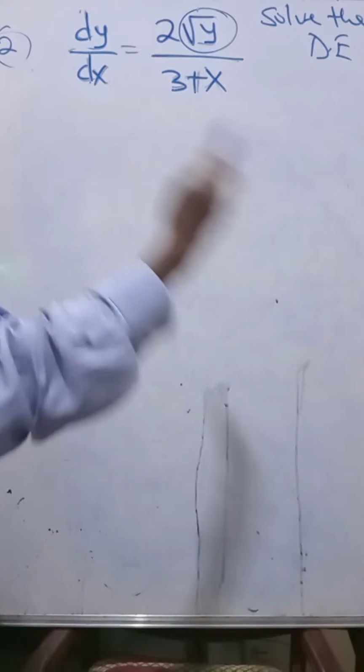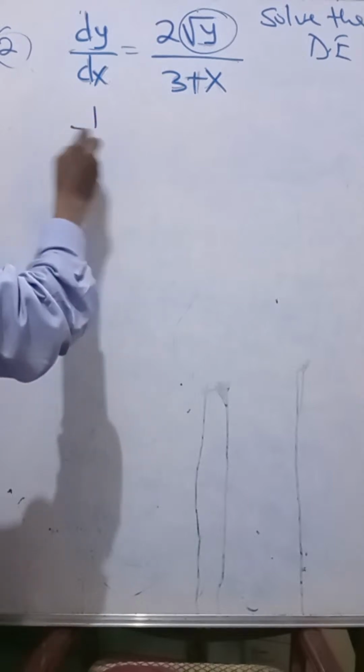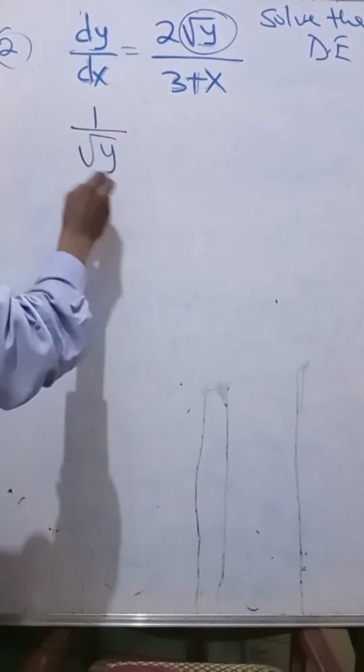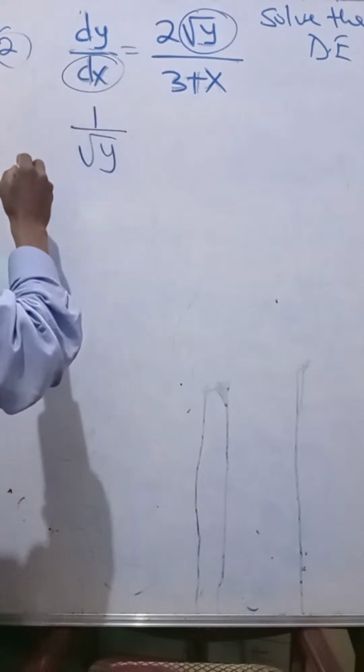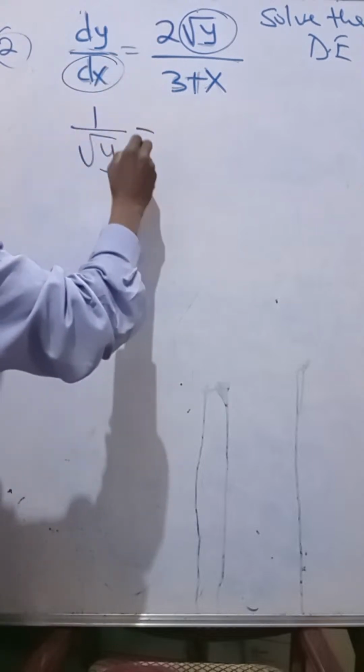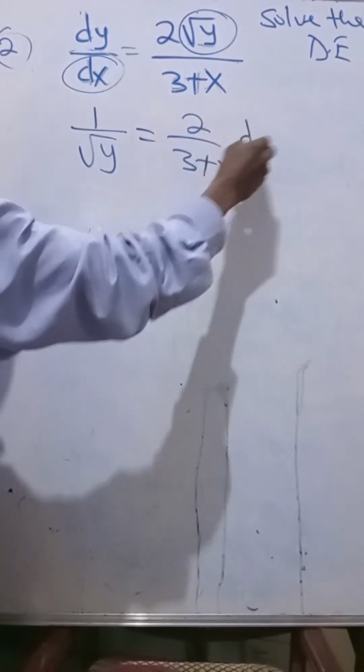You divide both sides by root y, and that will be 1 over this one. Remove this dx from here, and that will be equal to what? 2 over 3 plus x. So that will be the x, and this is what?